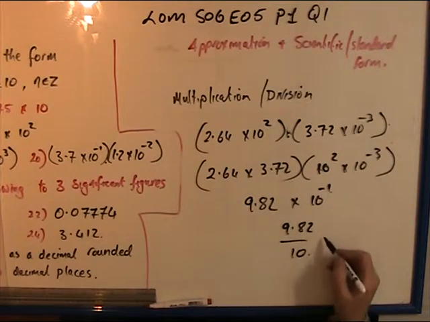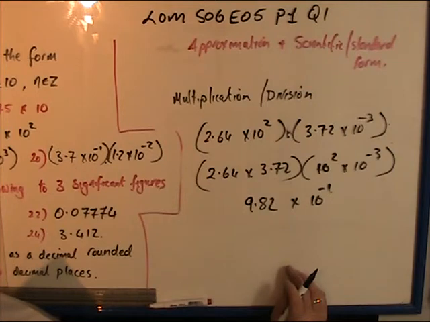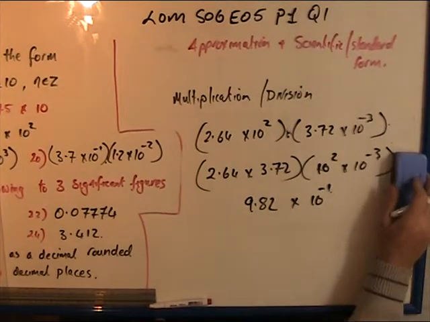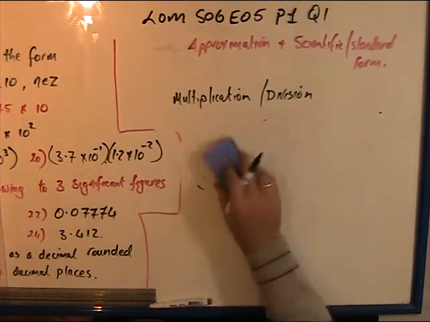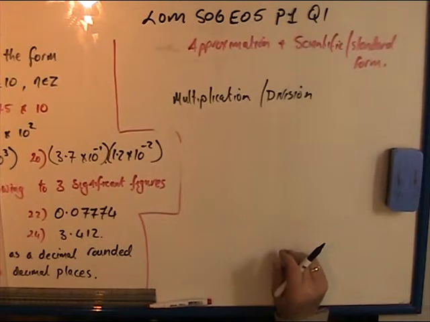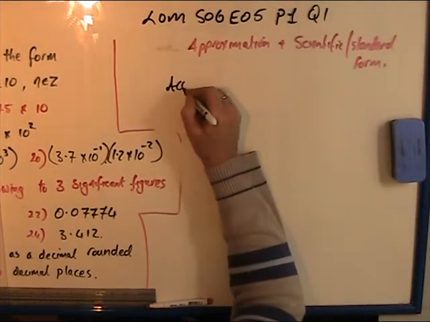So it's the same as you bring it up and it's multiplied. That's the fraction form. And that's how you do multiplication and division. For division, you divide them and then subtract the indices. Now we're going to deal with accuracy.